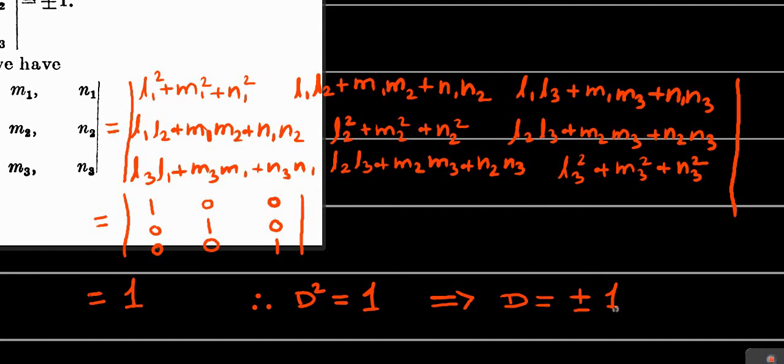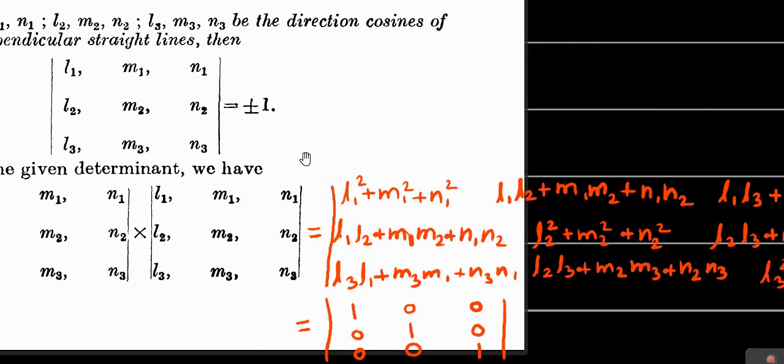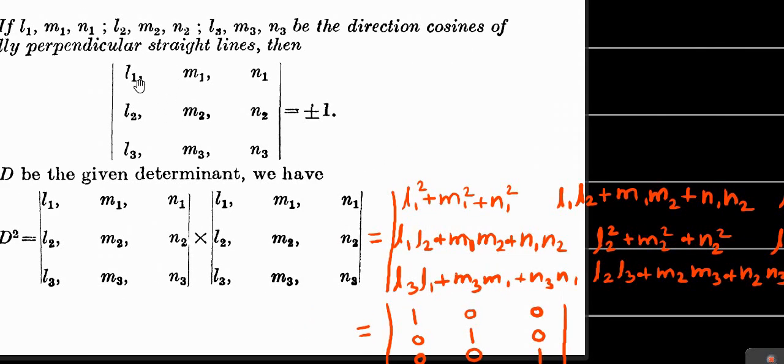So like such we have shown that if L1 M1 N1, L2 M2 N2 and L3 M3 N3 are the direction cosines of 3 mutually perpendicular lines, then the determinant L1 M1 N1, L2 M2 N2, L3 M3 N3 is equal to plus or minus 1. Value of this determinant is equal to plus or minus 1.